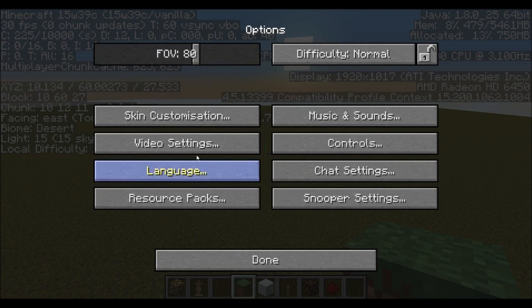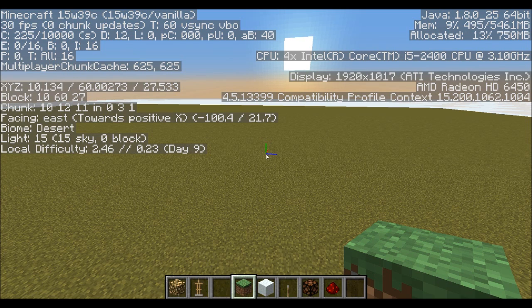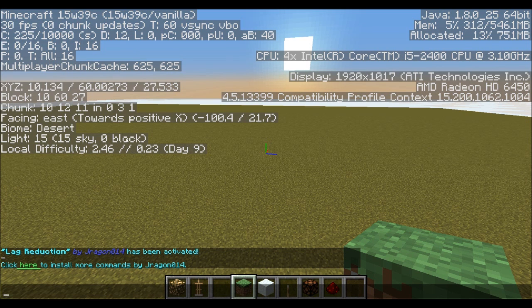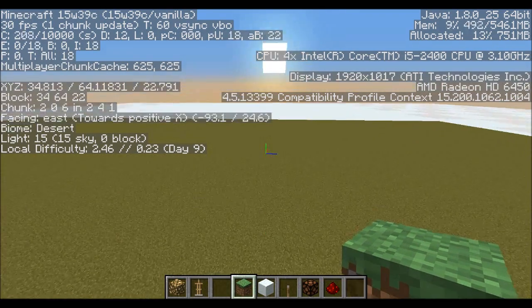Now if I increase the difficulty right here, then you will see that the local difficulty actually goes up by a very large amount, and you will see that the second difficulty will also go up.